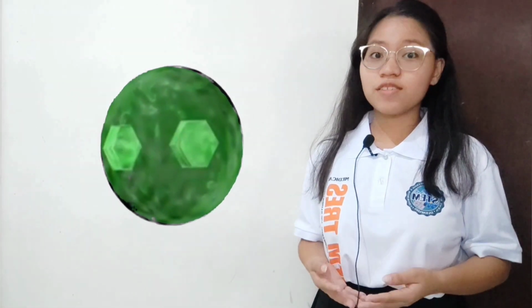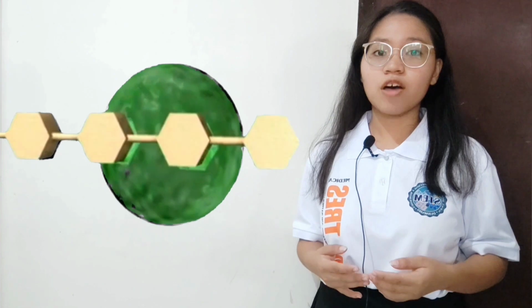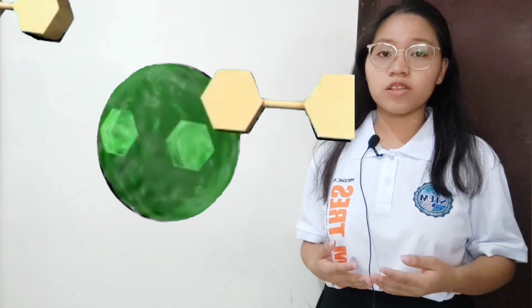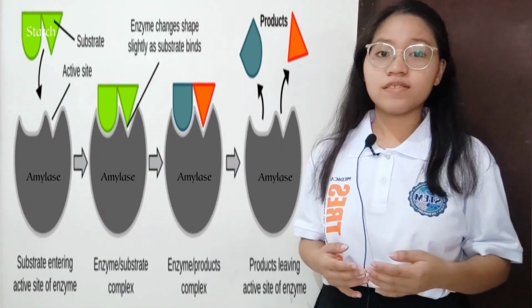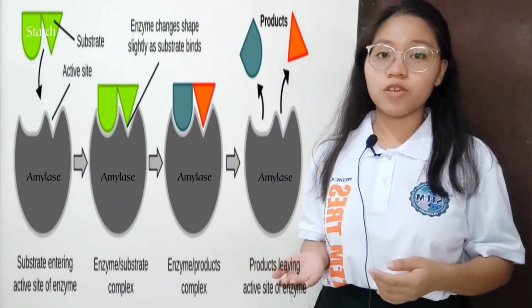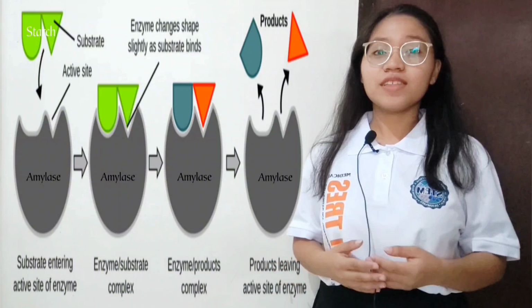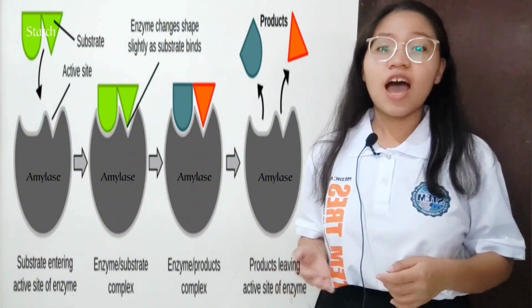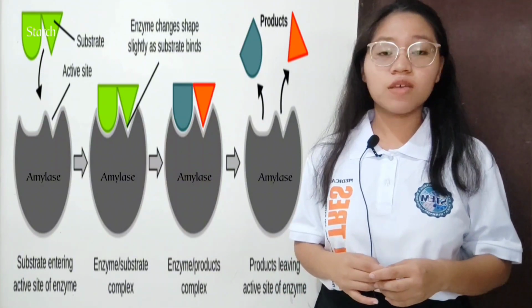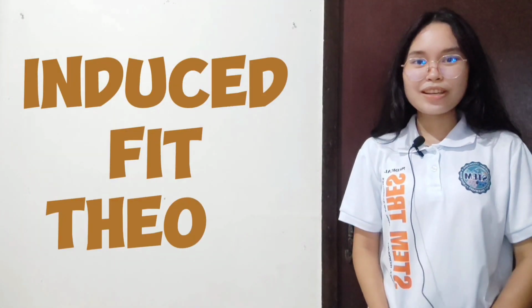And in this case, the reaction taking place is the breakdown of the starch into its product, and starch breaks down into glucose. Here we can see there are two glucose molecules. Those are products. Different enzymes have different sizes and shapes because their amino acid chains have been folded differently, giving them a different 3D structure. Now let's proceed to induced fit theory.